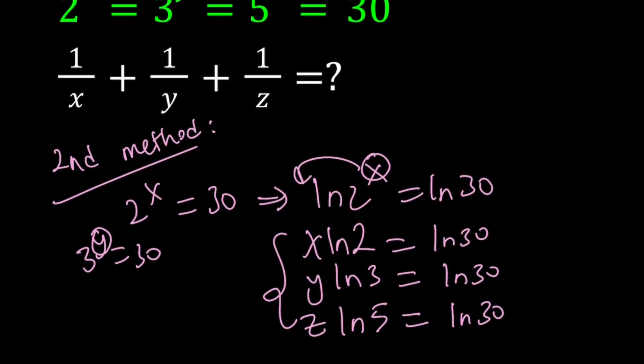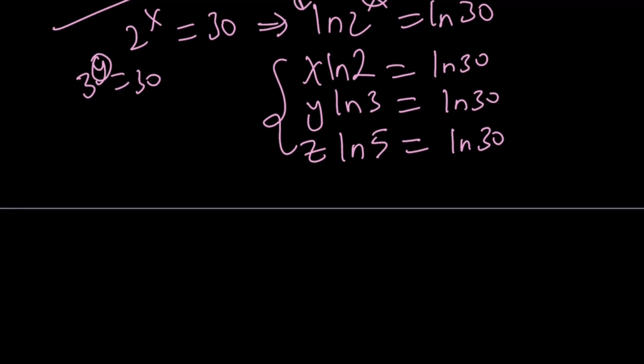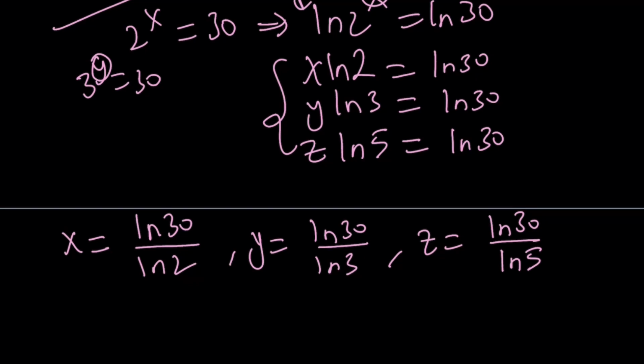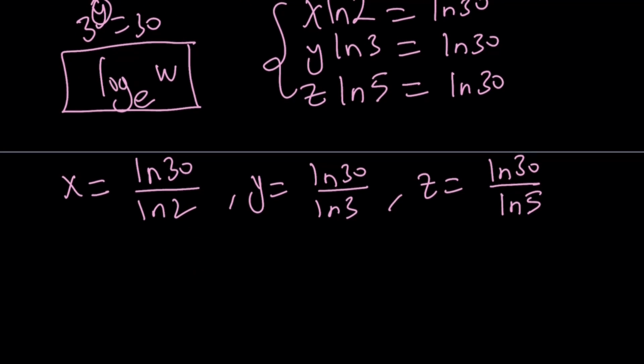Because remember, our goal is to find the sum of the reciprocals. So it makes sense if I isolate x, y, and z here, right? x can be written as ln 30 over ln 2. y is ln 30 over ln 3. And z is ln 30 over ln 5. By the way, if you're not familiar with ln, it is the natural log with base e. Okay? So let's just use an argument here, maybe w. This means ln, natural log. Okay, I got x, y, z.